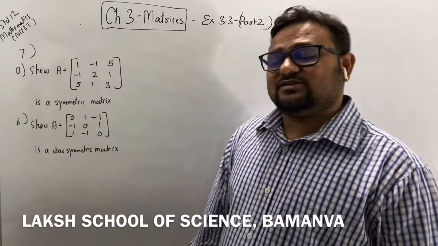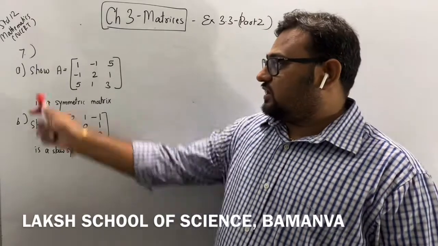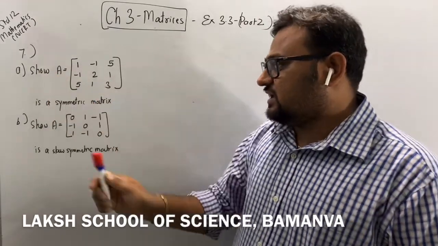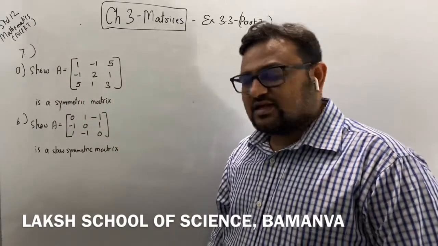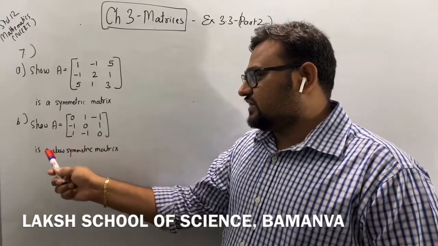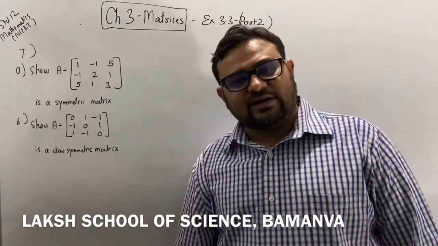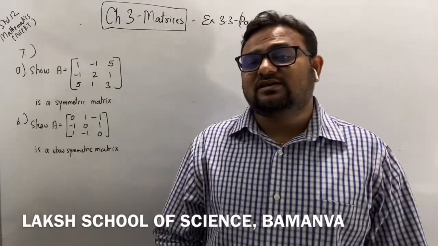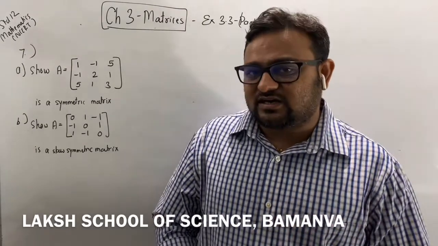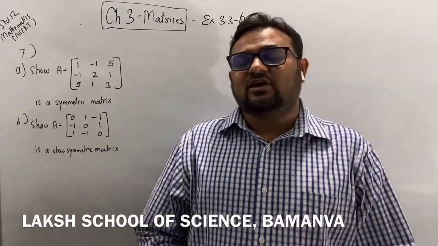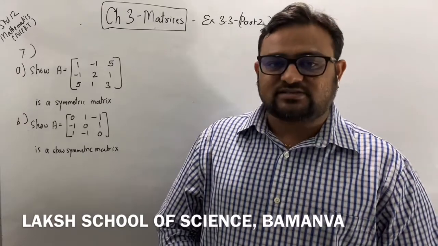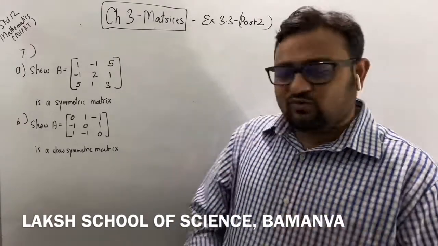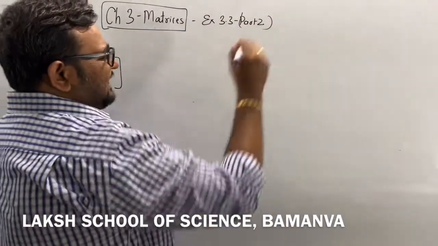Question number 7. A, it is given, show that matrix A is a symmetric matrix, and B, show that this matrix A is a skew symmetric matrix. Now, what is a symmetric and skew symmetric matrix? I had already discussed that in the first video lecture of this chapter, matrices, so you can refer to that. I'm also now revising briefly what is symmetric.